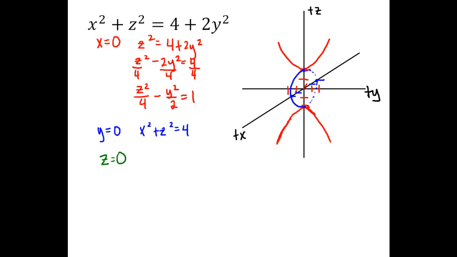Okay, I'm going to plug in z equals 0 to get my third trace in the yz plane. I'm sorry, in the xy plane. So we'll get x squared equals 4 plus 2y squared. And subtract the 2y squared from both sides and then divide through by 4. We'll get x squared over 4 minus y squared over 2 equals 1, a hyperbola in the xy plane. This hyperbola is going to open in the x direction. It's going to intersect the x-axis at plus and minus 2.